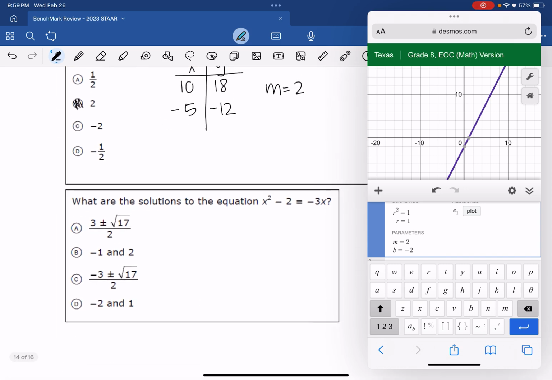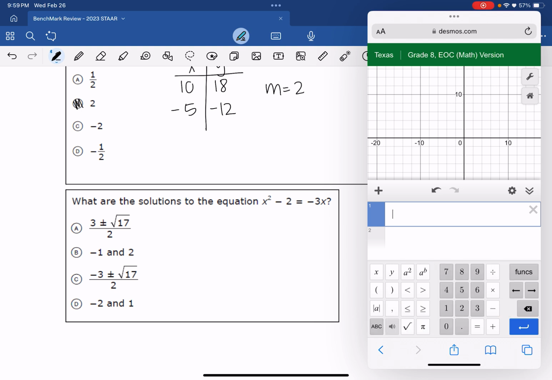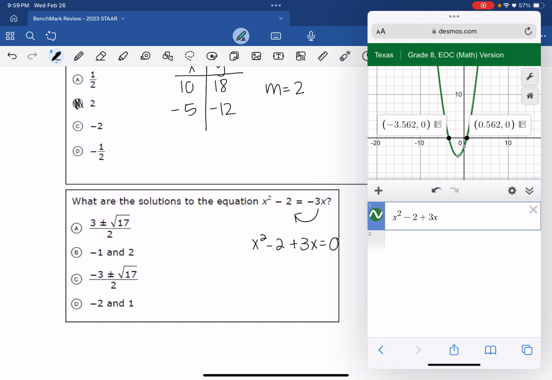This is another Desmos one. So we just type it in. We have x squared minus 2, but remember, it's not set equal to 0, so you still have to set it equal to 0. So I have x squared minus 2, but now I'm going to add 3x over. Now it's set equal to 0. See where the solutions are? The solutions are not something fun. So I know it's not negative 1 and 2 or negative 2 and 1, because that's not what it tells me.